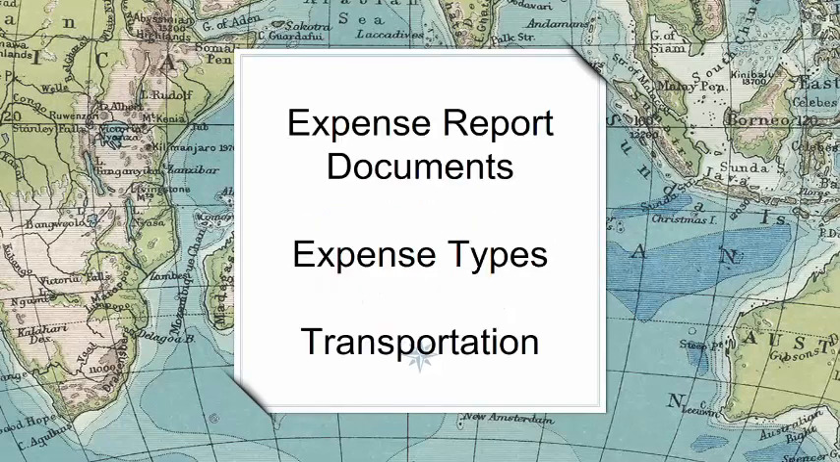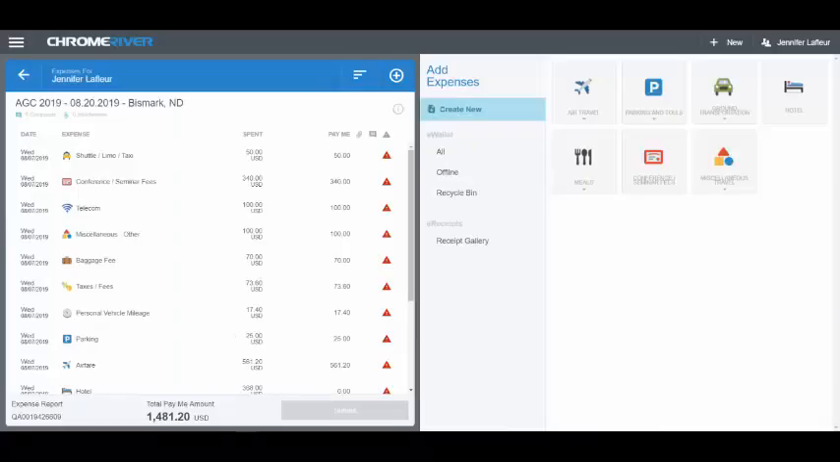This video on expense reports is about the expense types in the transportation category. We'll first take a look at the items in the expense category. Now remember, when you import your pre-approval, they're already going to be on your expense report.